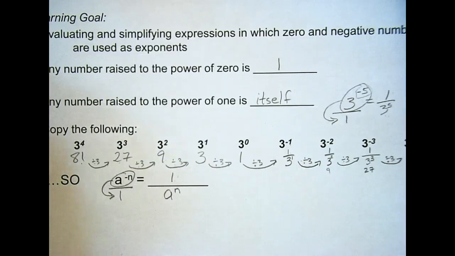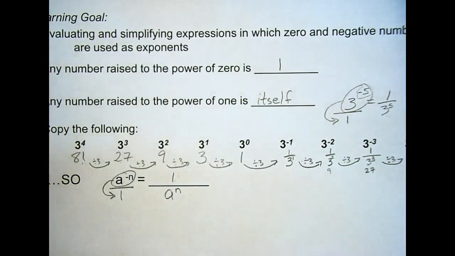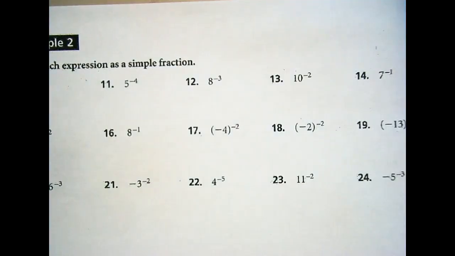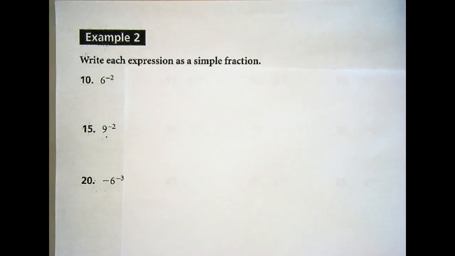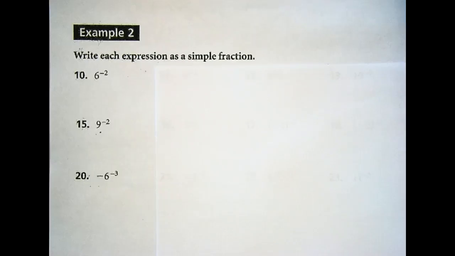All right. How many think you got it? We're going to try some of these and take a look at that next sheet that you picked up on the way in. Okay? And what I want to do is work through that first row. So this first column is: write each expression as a simple fraction. In other words, put it in fraction form for me. So try number 10.